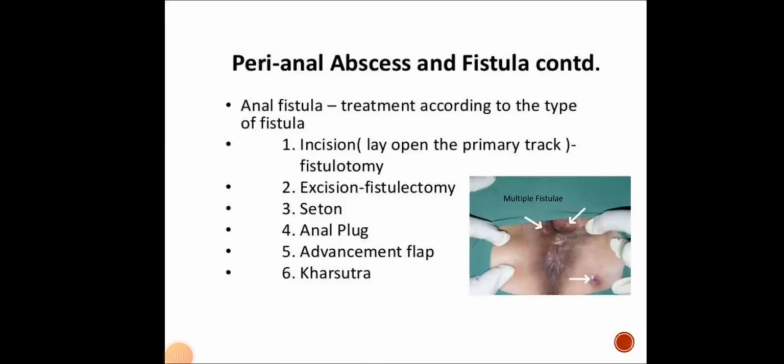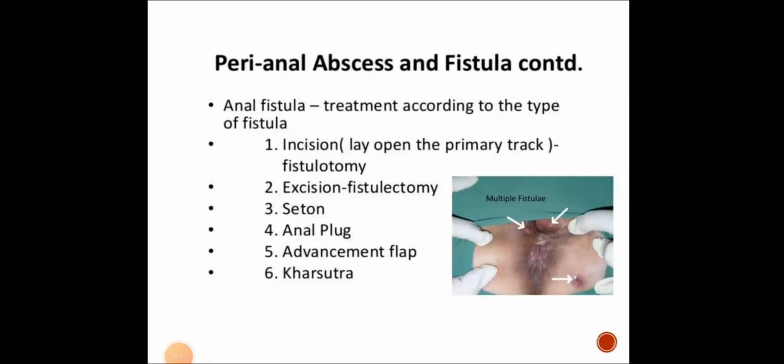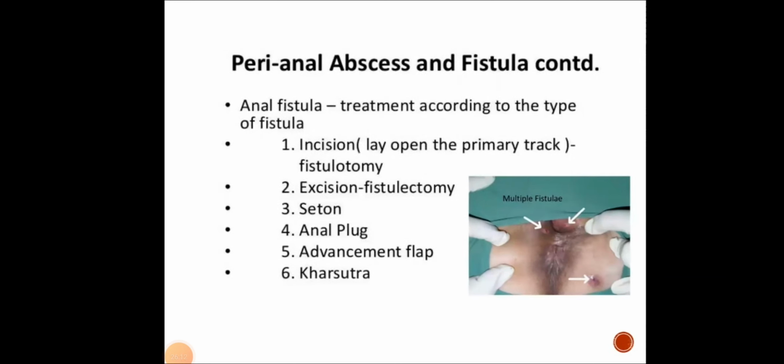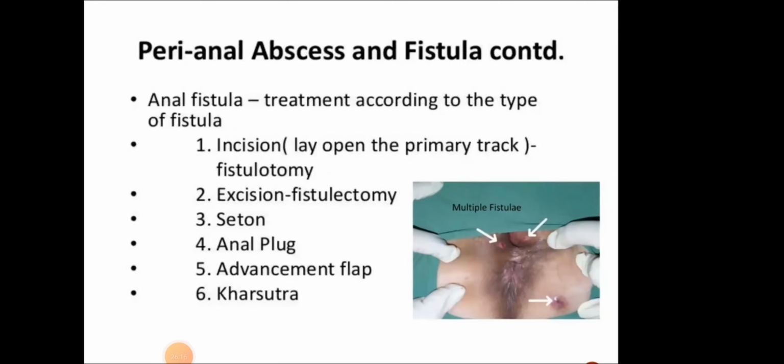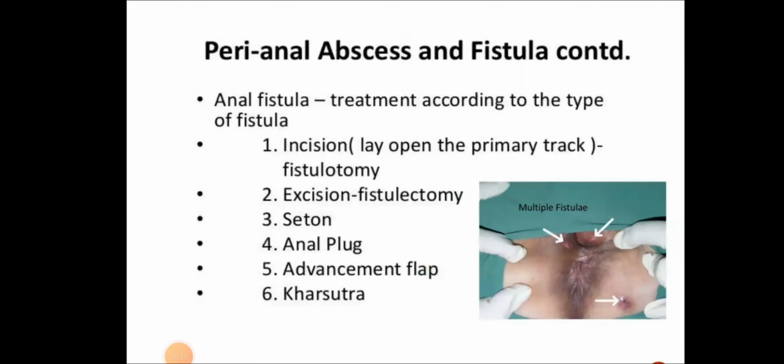So this is a condition where multiple fistulous openings are present. As we have told, when it is low level, each one has to be identified. That means the internal opening of each external opening, that tract has to be found out, and then it has to be laid open.